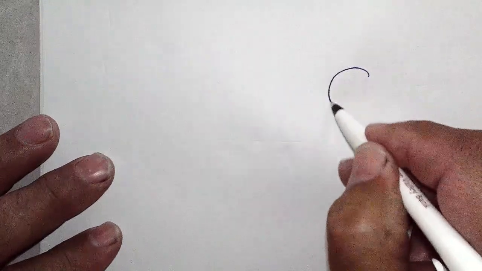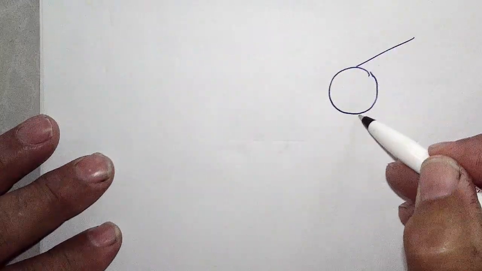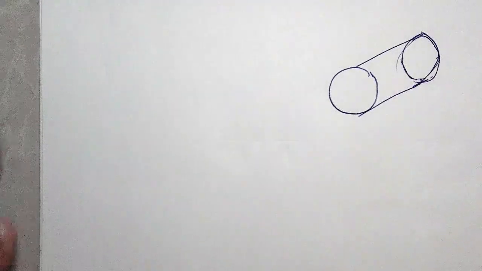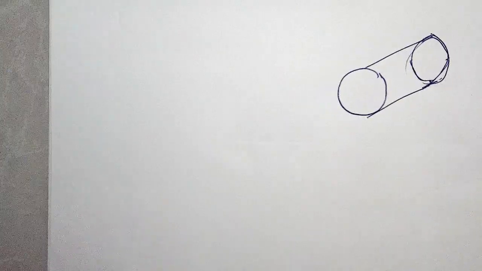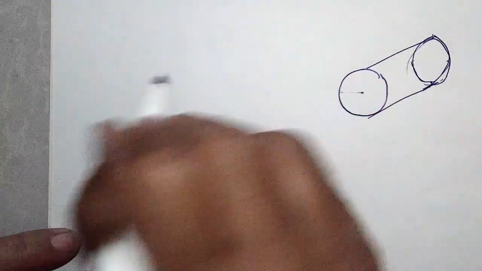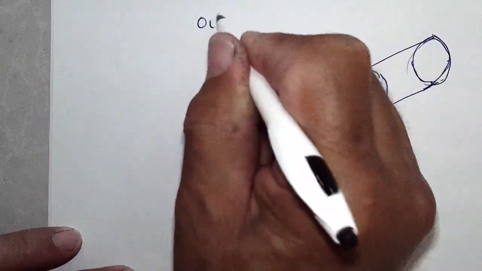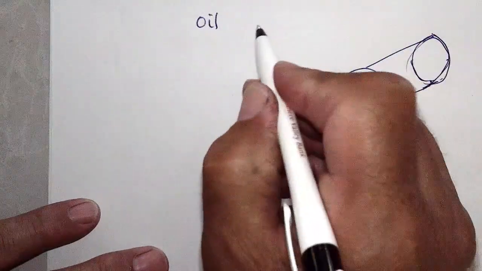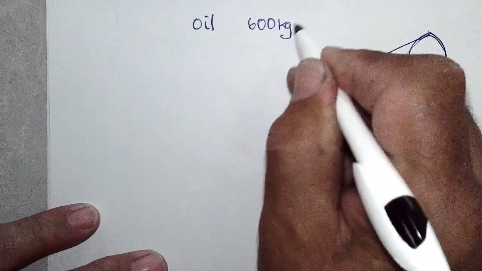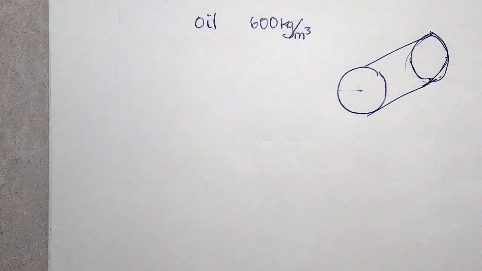Let's do another one. Let's do a more complicated one. A tank laying on its side, like an underground tank that might have gasoline or diesel or some kind of oil in it or whatever. Let's do this one in the metric system still. So let's say it's got oil in it. So oil's density, you can look it up, but it varies. It's around 600 kilograms per meter cubed. It's lighter than water, less dense than water.